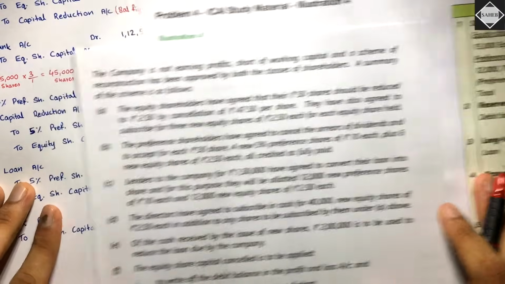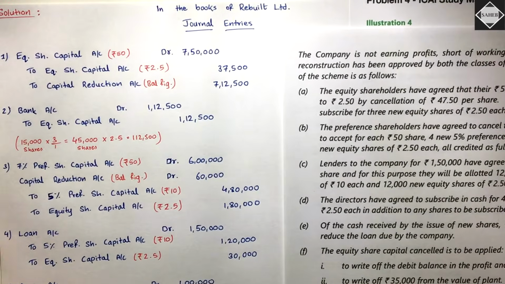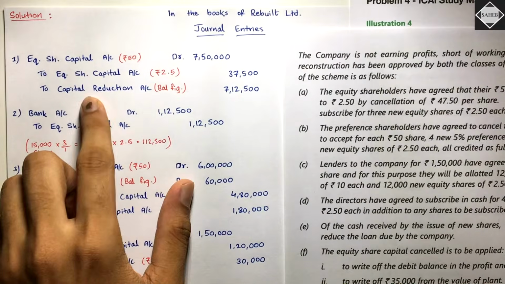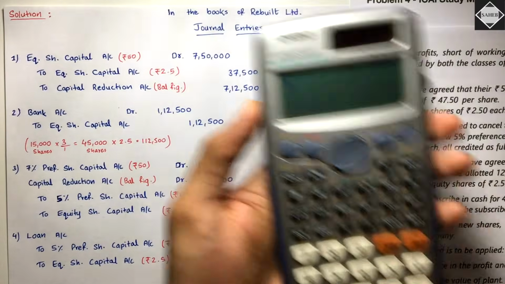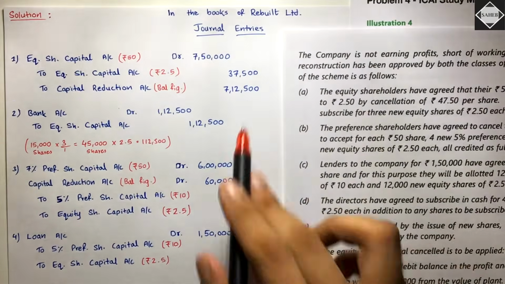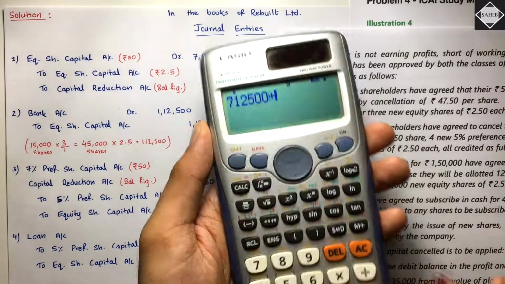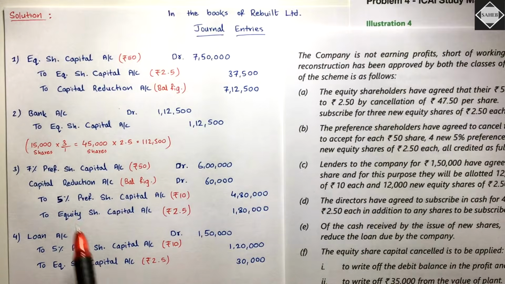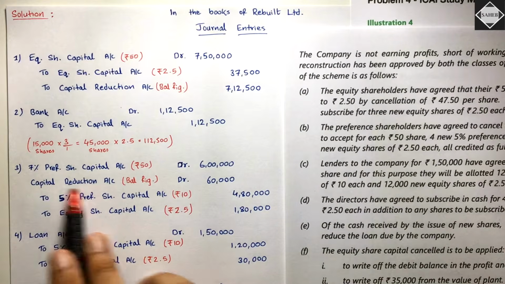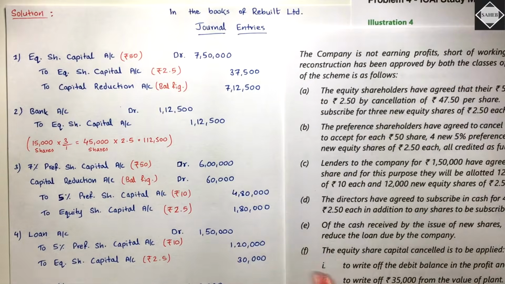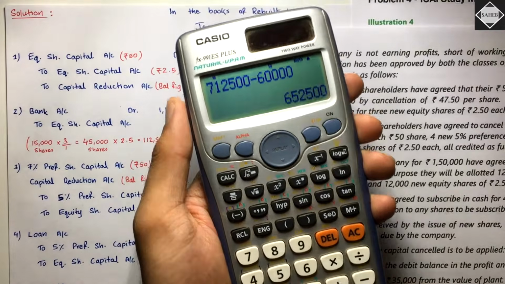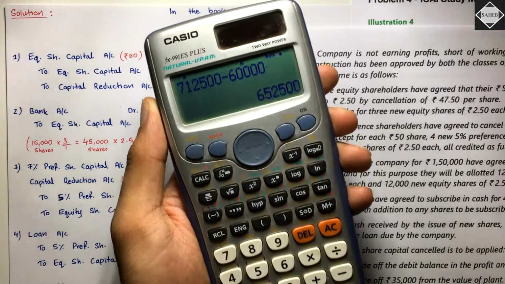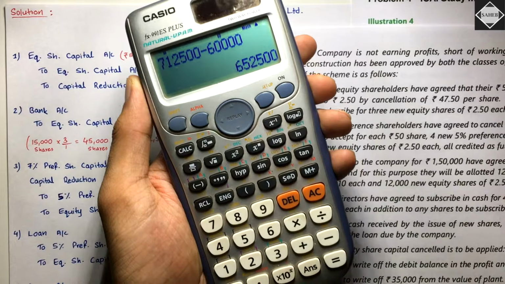It's really simple. What are you going to do first? What you always do first, just check how much balance you have in capital reduction. So see, in the first entry here, capital reduction account was credited. Just put that in calculator, 7,12,500, plus, see if there is any other capital reduction. Yes, here there is a debit of capital reduction, which means minus 60,000, that's equal to 6,52,500. This is the balance that is there till now in capital reduction.